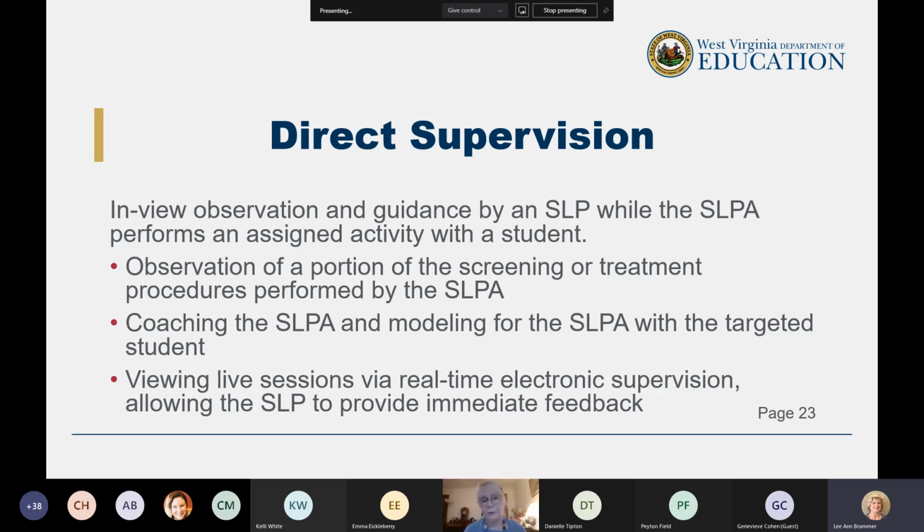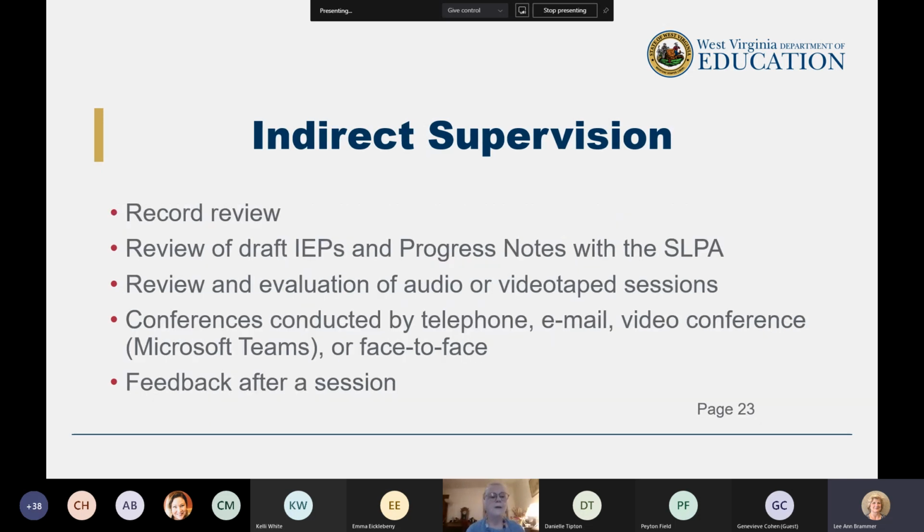So what is indirect supervision? And that is, if we look at the next slide, that's where you're doing your record review, you review the IEPs and the progress notes, you review videotaped sessions, and of course your conferences. And we learned last year that you can do conferences in many ways. While we didn't like teletherapy so much in virtual sessions, it told us that we could work together face-to-face virtually, and that should make life a little bit easier. And then feedback after a session would be indirect supervision.